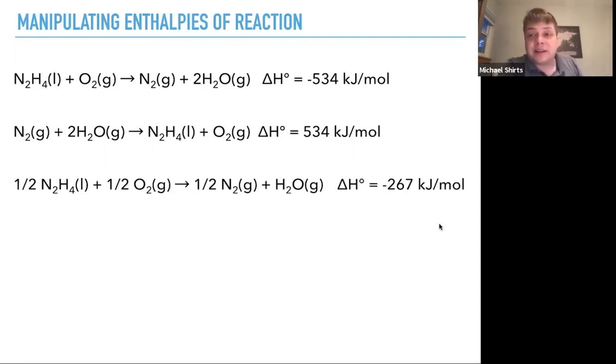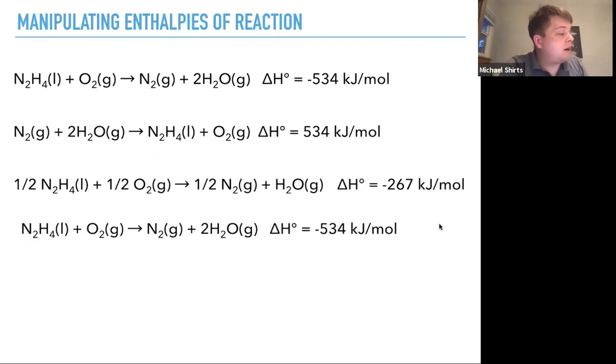And if this happens with exactly half as much reactant, if we look at the reaction for half a mole of hydrazine oxidizing, then it will release exactly half the heat. So the delta H standard state will be minus 267 kilojoules per mole.